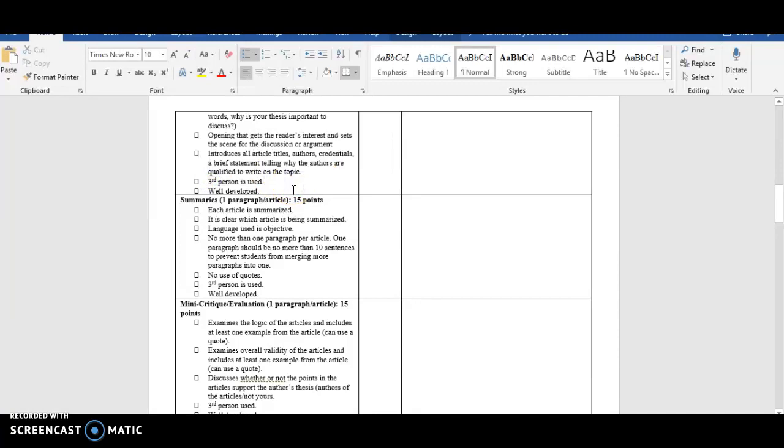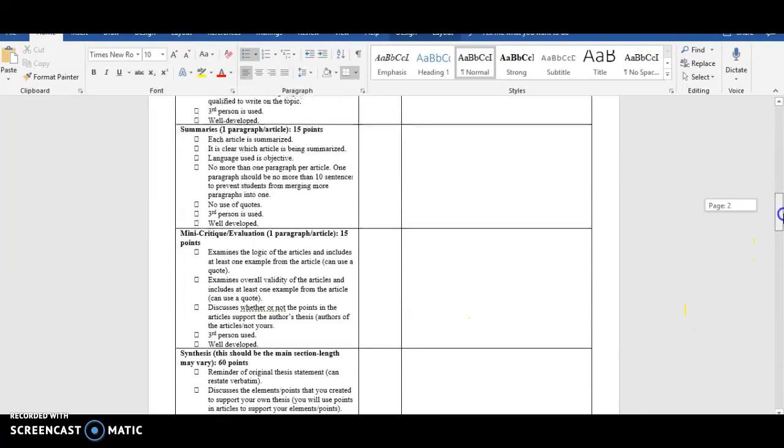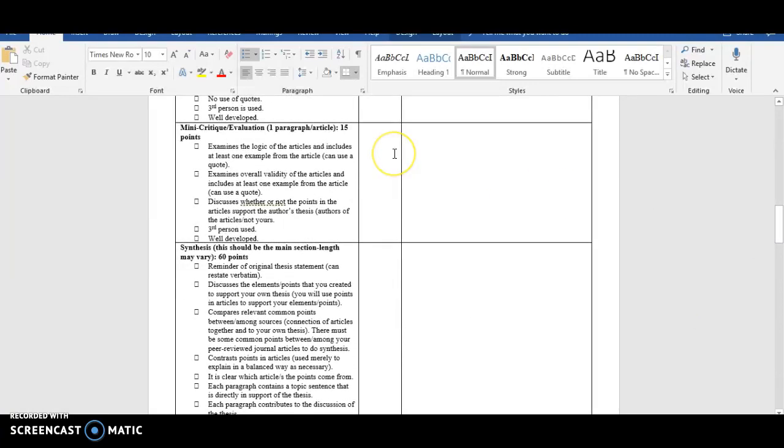Has to be a well-developed paragraph. The summaries are one paragraph per article, so each article you use has to have a paragraph. So you can see if you use four summaries, you're probably going to go over the word limit and have a penalty for that. So the language used is objective. That means no opinions, folks, none at all. This is all about summarizing the points and saying according to the author, the author points out the first point that's discussed in the article, things like that.